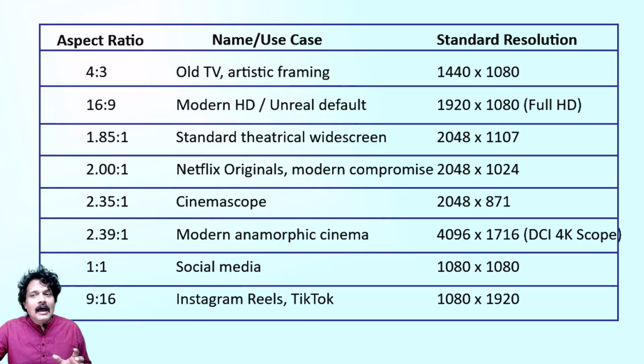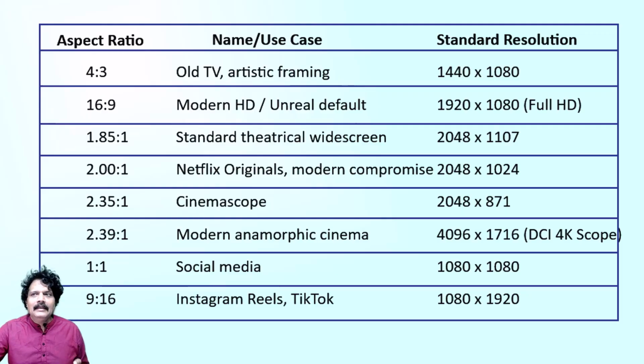Then came the HD televisions. Most of the TVs that we purchase today are called 2K full HD TVs, and all these TVs have an aspect ratio of 16:9, meaning the width is 16 units and the height is 9 units. The most popular format in this is 1920 into 1080, and we call it full HD.